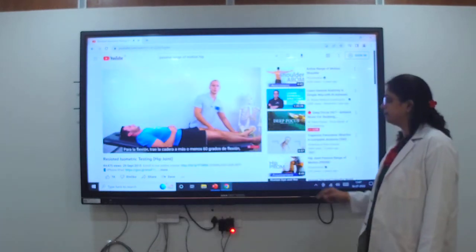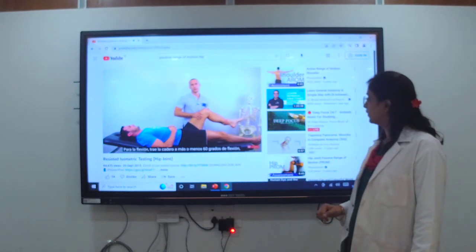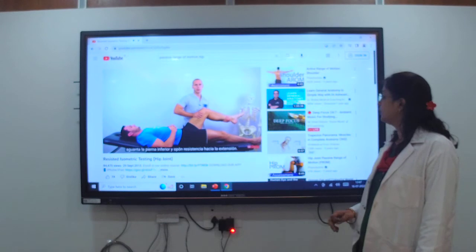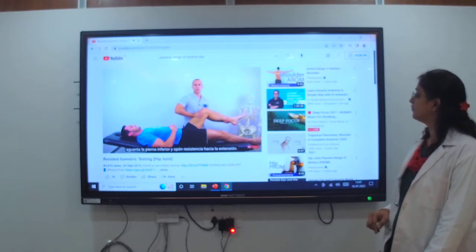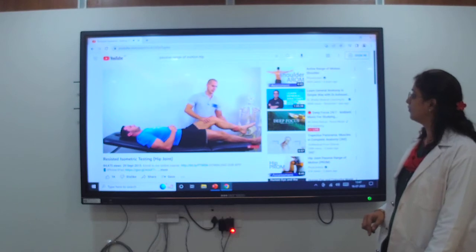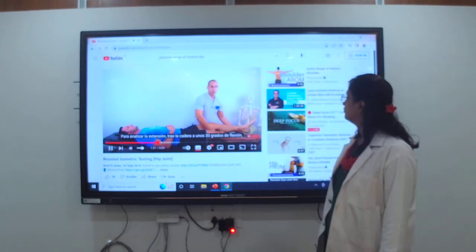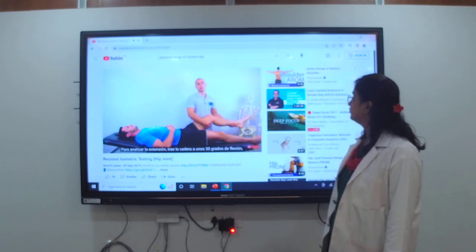Bring the hip into around about 60 degrees of flexion, support the lower leg, and give resistance into extension. To assess the extension, bring the leg into around about 30 degrees of flexion and give resistance into flexion direction.